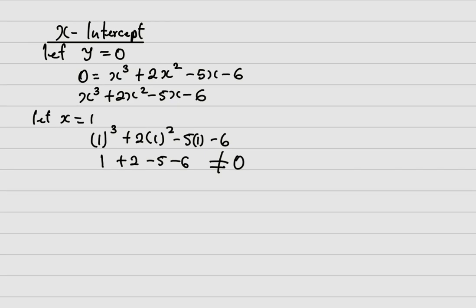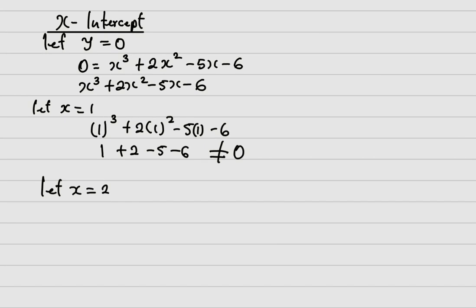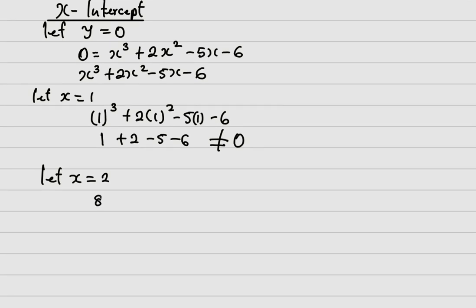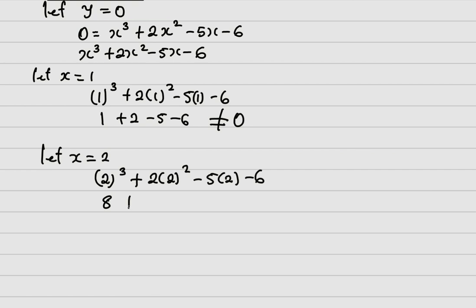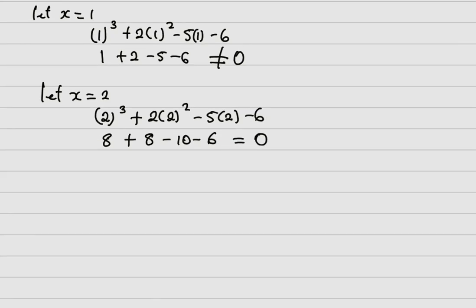All right, why not let's try 2. Let x equal 2. Or let me not be too fast. I have 2 raised to power 3, plus 2 into 2 raised to power 2, then minus 5 into 2, then minus 6. You agree with me that this is going to be 8 plus 8 minus 10 minus 6, which is equal to 0. So I have one of the roots, one of the zeros. Therefore, x equals 2.